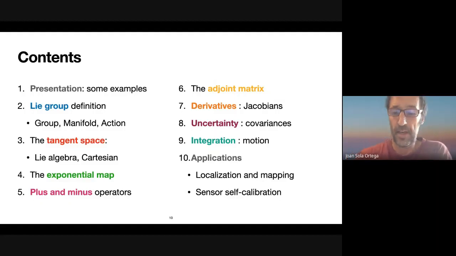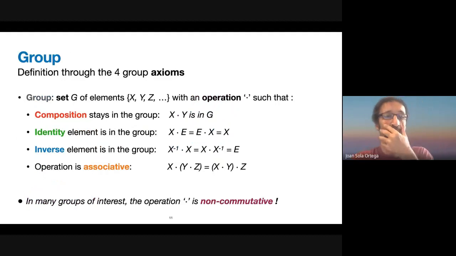So let's go. What is a Lie group, or what is a group actually? Because a Lie group is a particular kind of group. A group is a set of elements that we can name X, Y, Z, together with an operation that we name here with a dot, such that the composition of these elements is also in the group. You can think, for example, of unit complex numbers. X and Y would be two different complex numbers. If you multiply them, the result is a unit complex number.